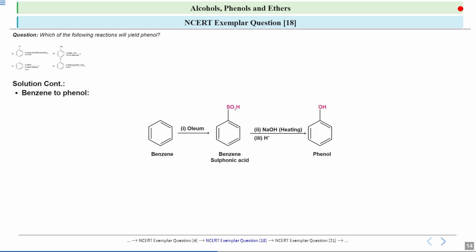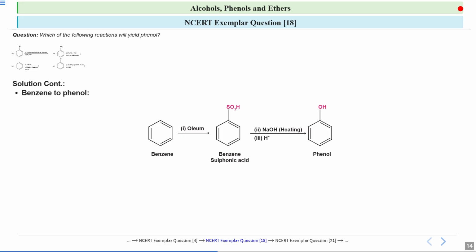Your oleum over here, if you see, it is H2SO4 and SO3. So when your benzene interacts with oleum, you get benzene sulfonic acid. So how is this transformation happening? The first step involves generation of the electrophile, which is SO3H+. In concentrated H2SO4, sulfur trioxide, SO3, gets protonated. In the second step, there is electrophilic substitution.